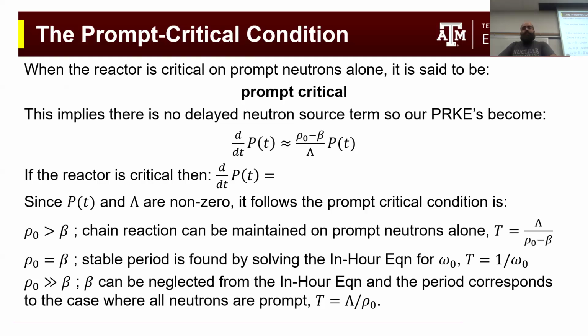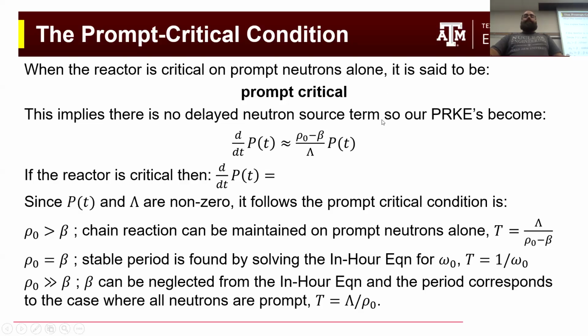So now we can talk about some different conditions, and one of them is the prompt critical condition. Prompt critical means that the reactor is critical only on prompt neutrons.